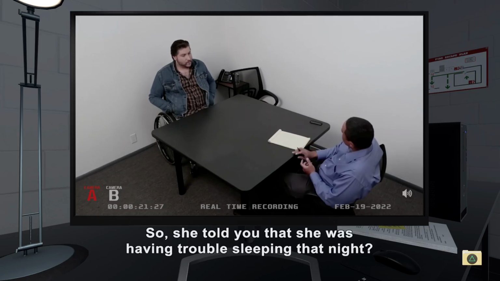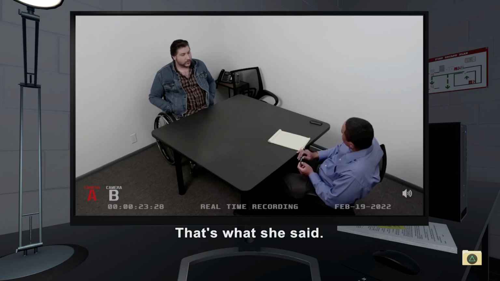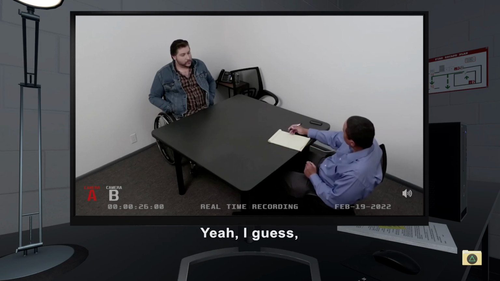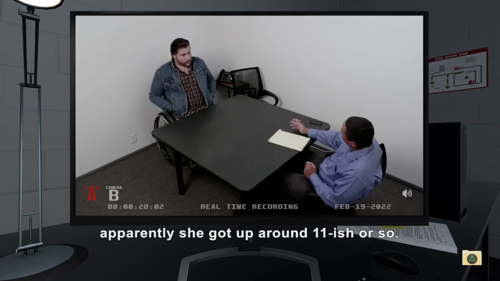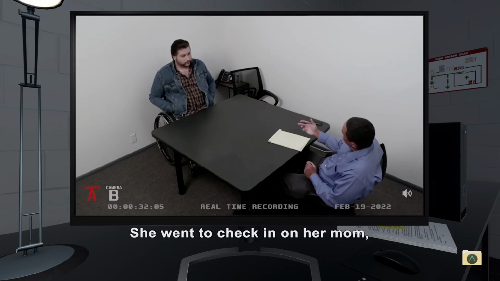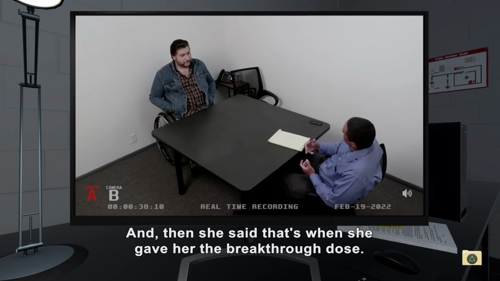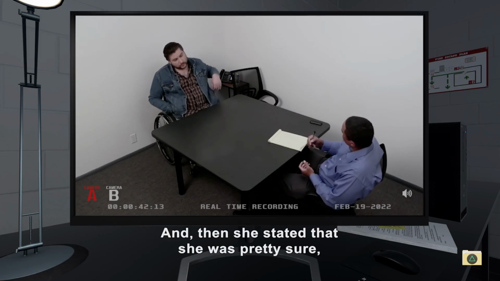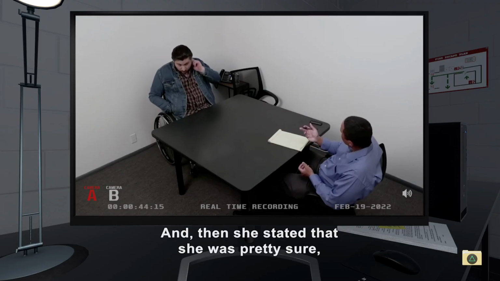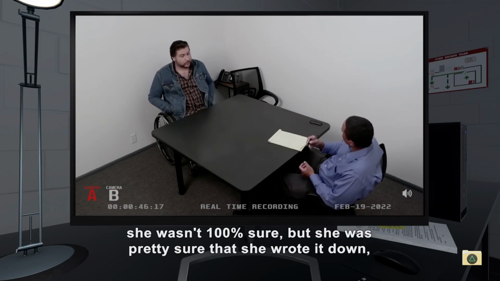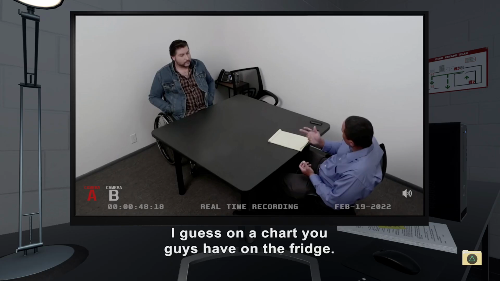So she told you that she was having trouble sleeping that night? That's what she said. Yeah, I guess apparently she got up around 11-ish or so. She went to check in on her mom, and I guess Paulette was having some pain. And then she said that that's when she gave her the breakthrough dose. Then she stated that she was pretty sure, she wasn't 100% sure, but she was pretty sure that she wrote it down, I guess, on a chart that you guys have right on the fridge.